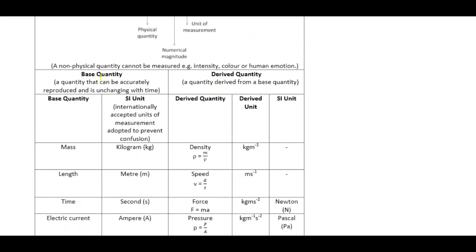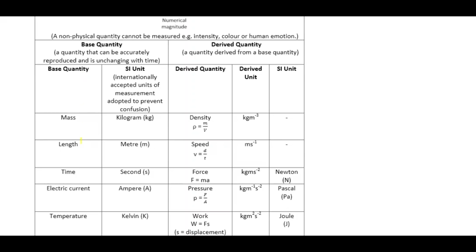A base quantity, as the name suggests, is one of the basic quantities that you can always reproduce accurately, and they do not change with time. Whereas a derived quantity is a quantity that's derived from a base quantity. For example, base quantities will be mass, length, time, electric current, and temperature.